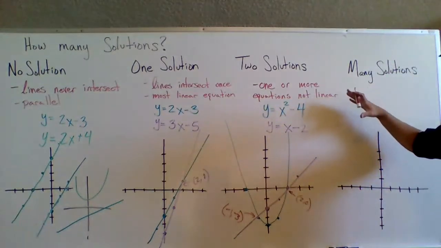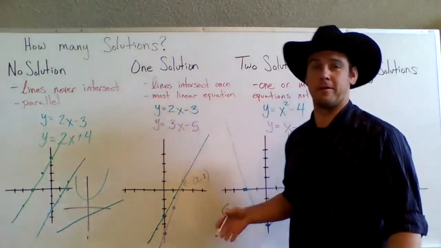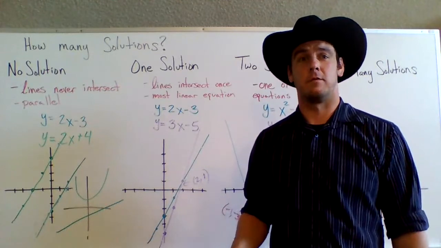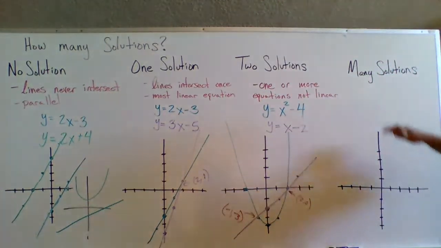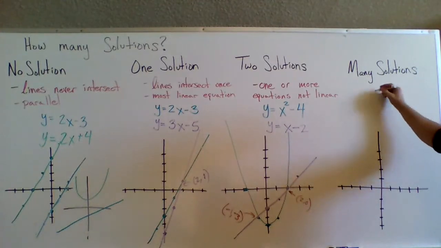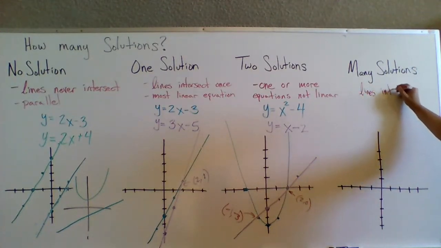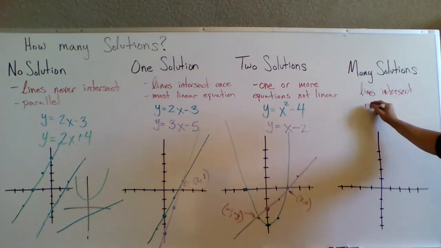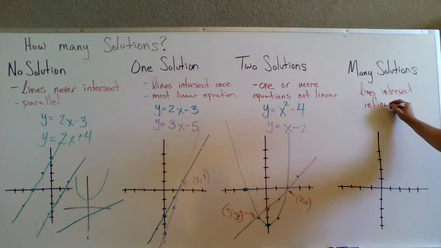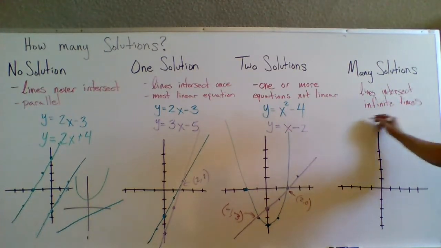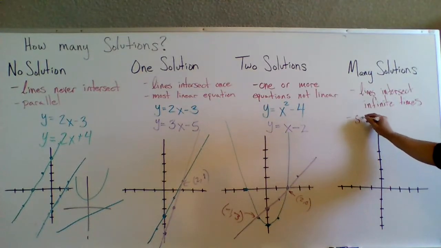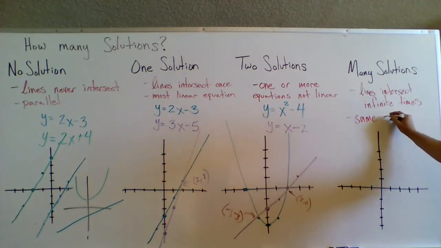But if you got two straight lines, they're never ever going to cross more than once. Well, many solutions, I guess, but you'll see what happens here. On many solutions, basically lines intersect infinite times. Really what we're talking about here is if they're the same exact line.